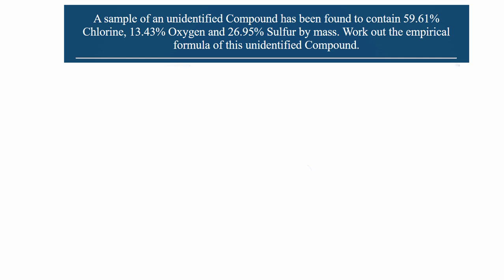In this question, we've got an unidentified compound, and it contains chlorine, oxygen, and sulfur. We've been provided the percentage composition by mass of each of these elements, and we've been asked to figure out the empirical formula.